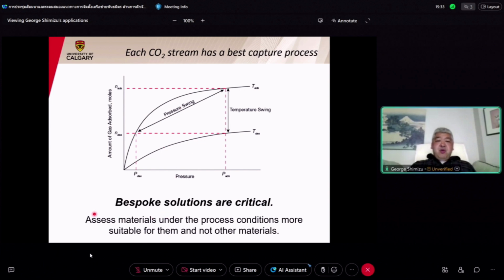Okay, so a very important point then is to assess materials under the process conditions that are suitable for them and not for other materials. There's often a tendency to say monoethanolamine captures at 25 degrees and is regenerated at 110 degrees, so we should compare everything to that. And especially if you're building an entirely new process, that's a wrong way to think about it.